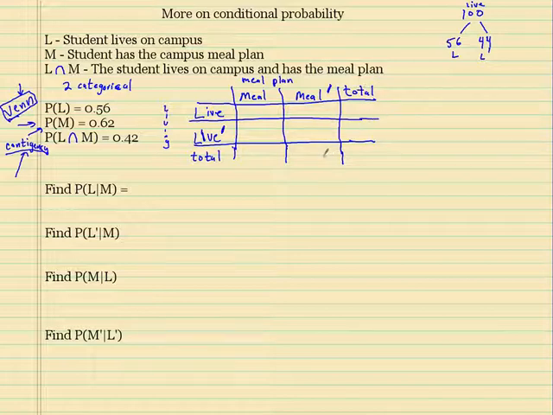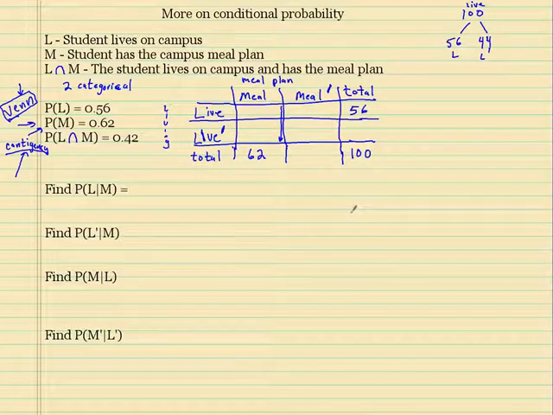Okay, so let's look at this. Don't look at the meal plan. Let's look at how many live there. See this 56 right here? That 56 is the total of everybody that lives there, so you put that 56 over here. Now let's look at the meal plan, which is 62. All these people here have the meal plan, so 62 goes in here. In total, I have 100 people.